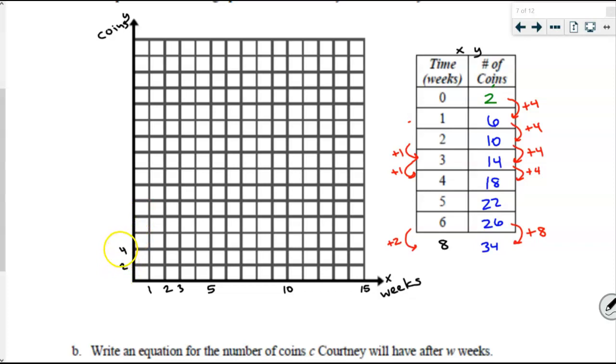Yeah, 2, 4, 6, 8, 10. Let's just stop and see for a second. Over 0 and up 2. Yep, that's a nice crosshair point. Over 1 and up 6. Yep, that's another nice crosshair point. So counting by 2 seems like it's going to work pretty nicely.